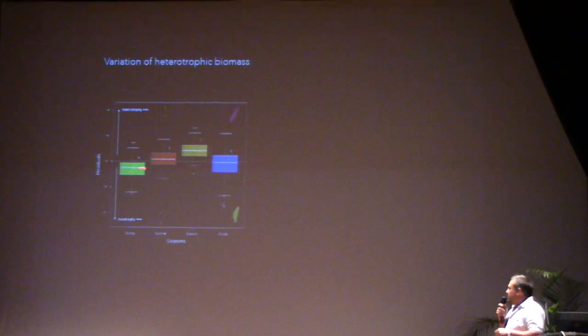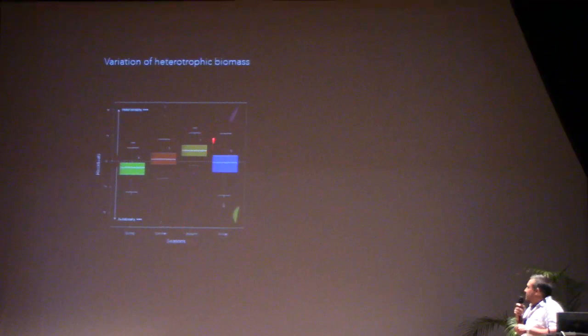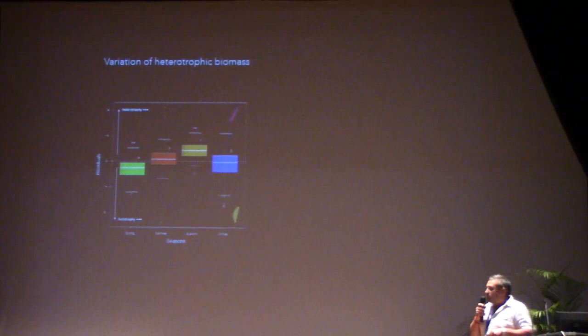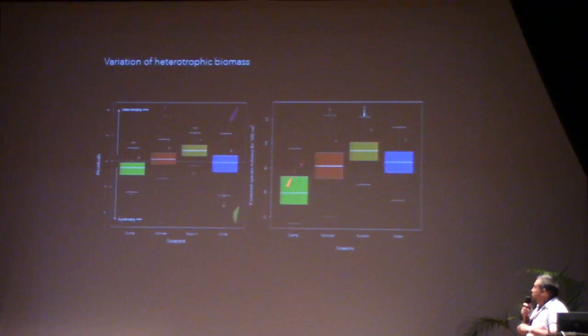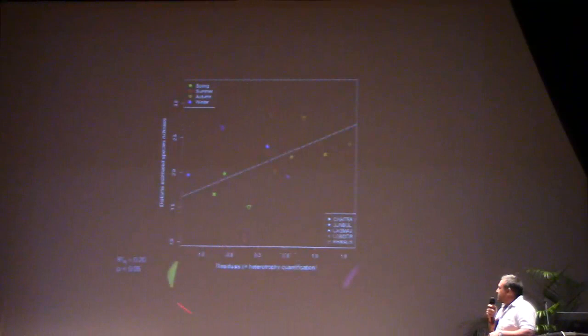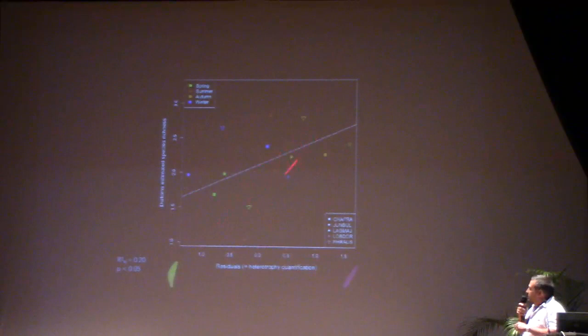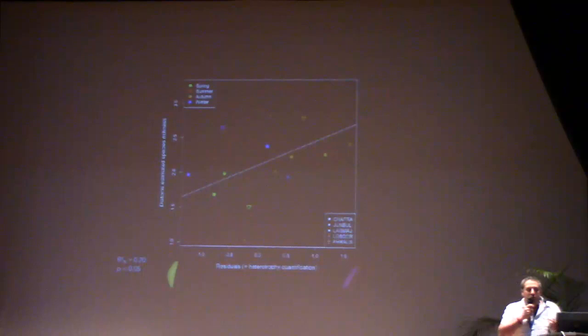If we plot these residuals against seasons, where the zero is there, we observe that we have more autotrophic species in spring and more heterotrophic species in autumn, with a peak in autumn. And this plot really looks like the first plot I showed you about species richness of diatom species, which has the same pattern. So if we now plot the estimated species richness against the residual heterotrophic quantification, we have a significant positive linear relationship, suggesting that the more predators you have, maybe the more species richness you have in your communities.